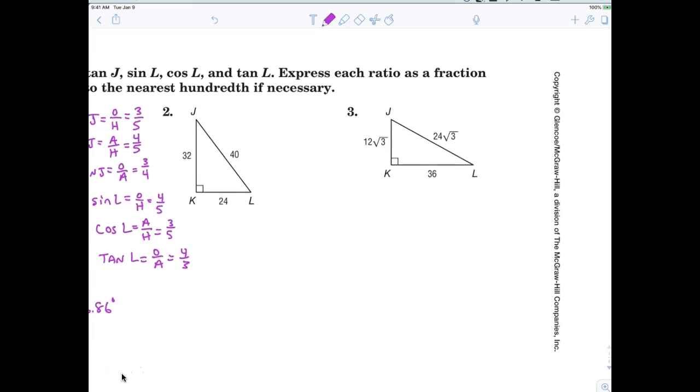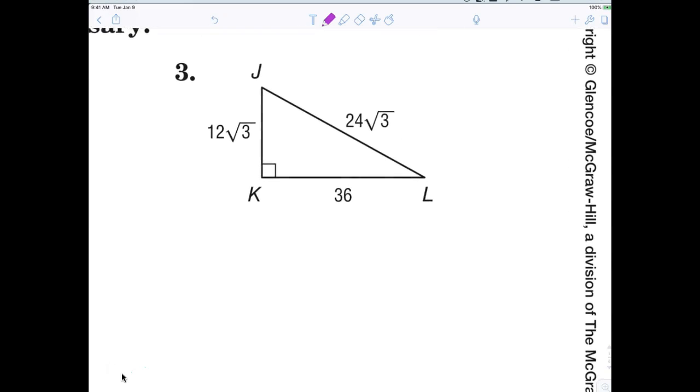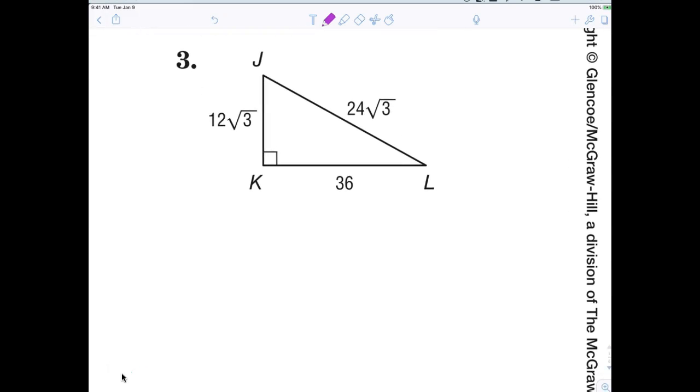All right? So now, if I'm looking at question number 2, let's just do number 3. Now, the first thing I should do is divide everything through by what? Divide everything through by 12. So when I do that, that crosses out. That becomes 2 radical 3, and this just becomes 3. All right.